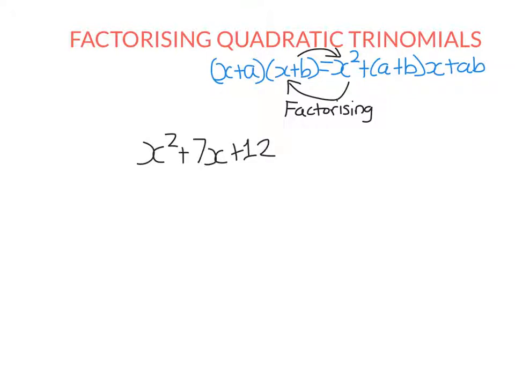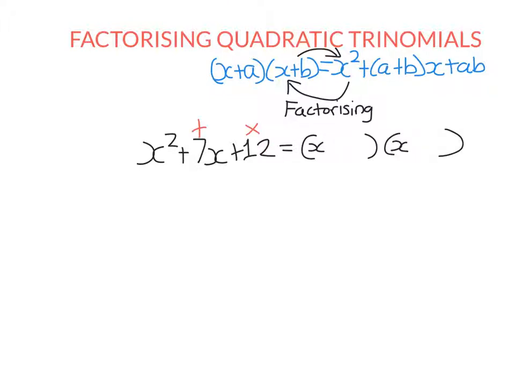So let's have x squared plus 7x plus 12. It's a quadratic because of the x squared term. It has three terms. So I want to factorise it. I want to write it as something times something. So I know I'm going to have an x in each bracket. So what numbers do I put in here? Well, I want to find two numbers that add to this and multiply to that.